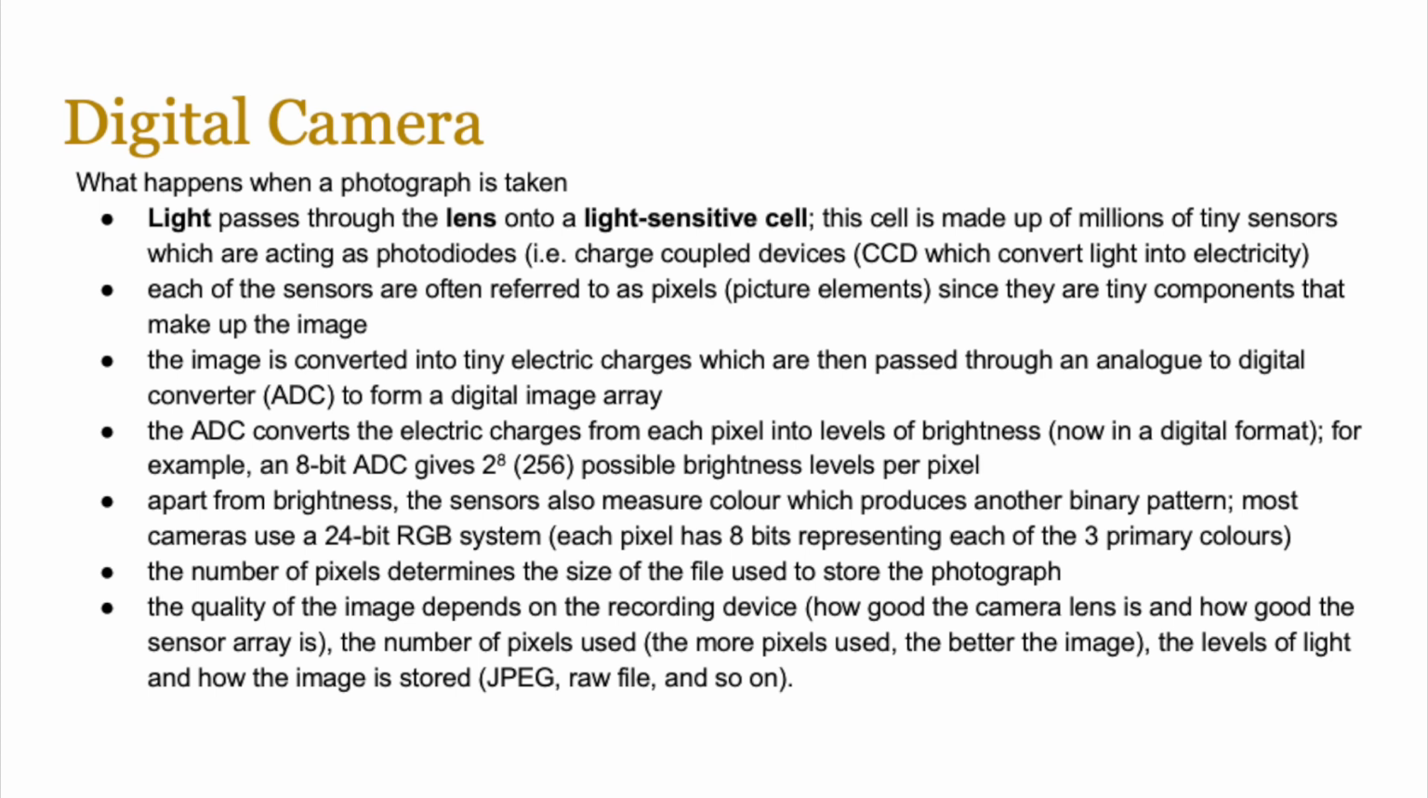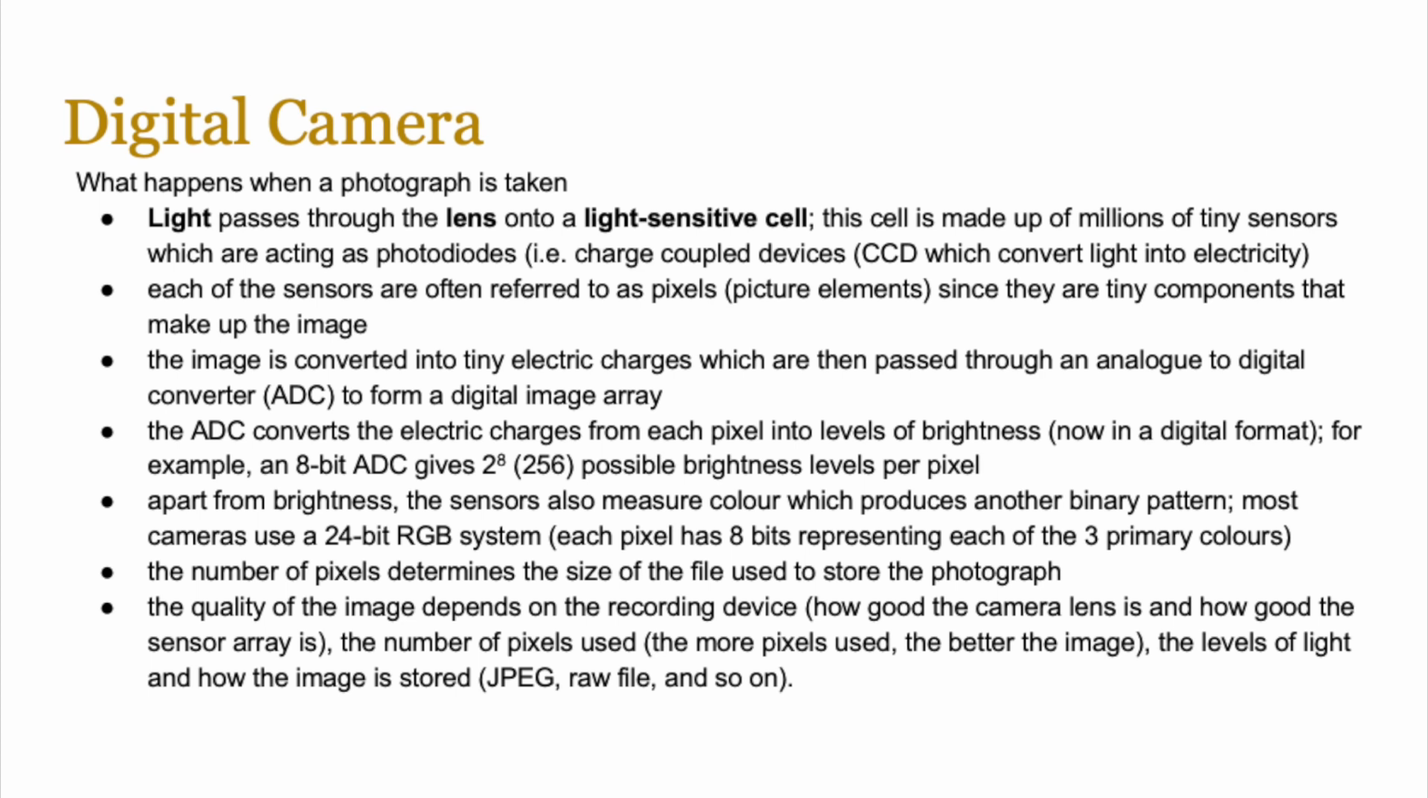Each of the sensors are often referred to as pixels since they are tiny components that make up an image. And this image is then converted into tiny electrical charges, which are then passed through an analog to digital converter to form a digital image array. The ADC converts the electrical charges from each pixel into levels of brightness. For example, an 8-bit ADC can give 256 possible brightness levels per pixel.